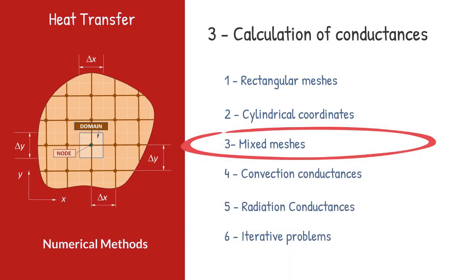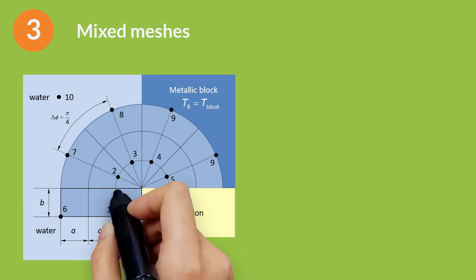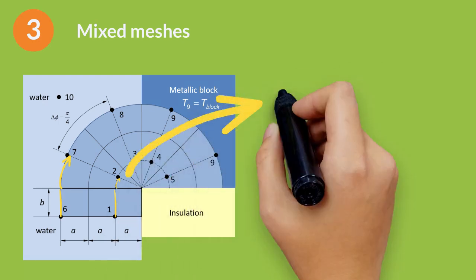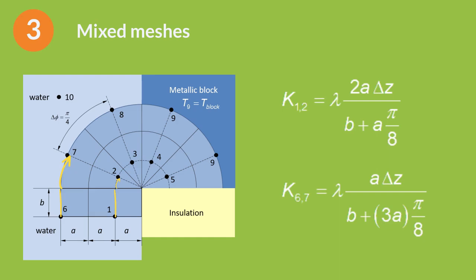Mixed meshes. In meshes like the one shown in the figure where there is a change from rectangular mesh to a cylindrical mesh, the path between nodes is the sum of a straight path plus a path through the arc. The path from 1 to 2 is the sum of the straight path, B, and the path of the arc of radius A and angle pi/8, which is half the delta phi. For the conductance 6 to 7, the calculation is similar, but the arc has a radius 3 times A.